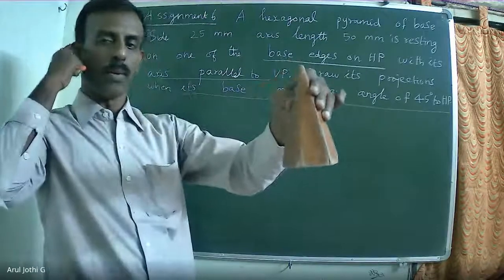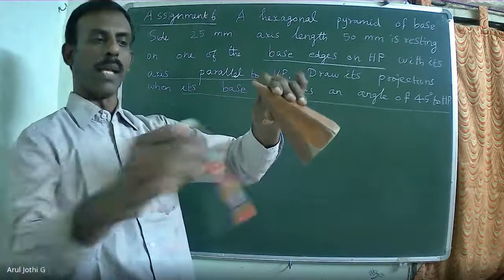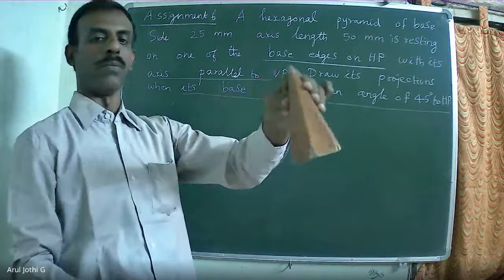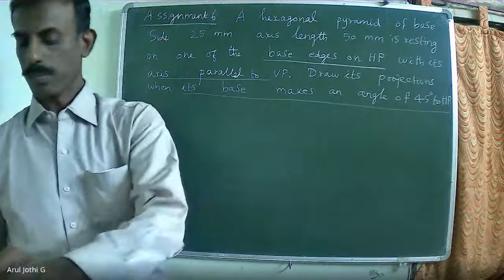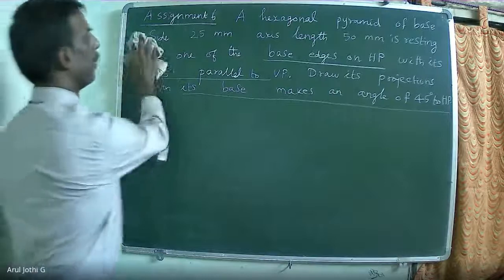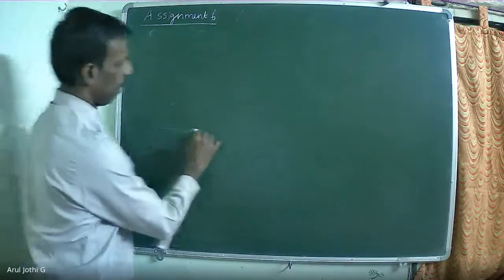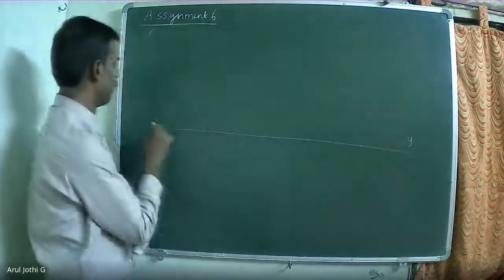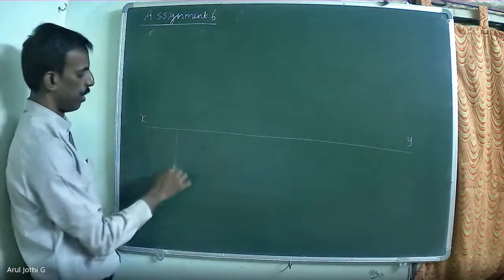Start with the top view. Similarly, when the base is inclined to HP, automatically the axis will be inclined to HP, so we have to start with the top view only. Okay. Now, the base is inclined to HP, with one of the base edges resting on HP. The base is inclined 45 degrees to HP. So start with the top view.